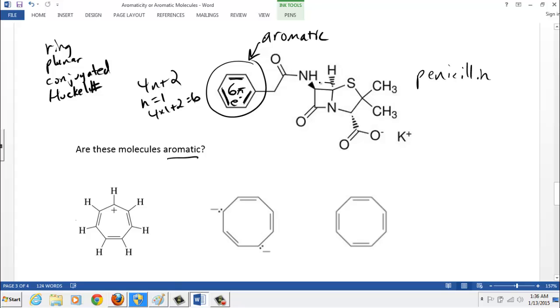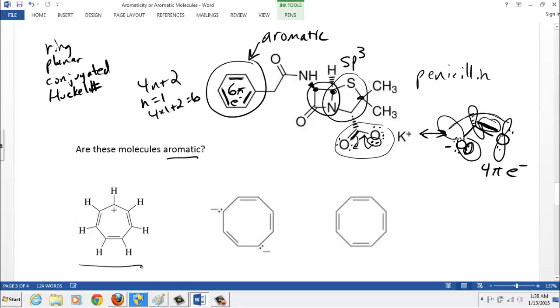Okay, so let's look at this ring. What's going on here? Well, these two atoms right here don't have p orbitals. They're sp3 hybridized. They got sp3 hybridized carbon 2. No p orbital, can't be conjugated, doesn't work. How about this system? There's 7 atoms in a ring, not 6. Benzene has 6.